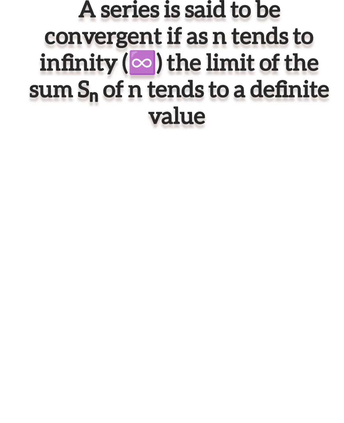Convergent series. A series is said to be convergent if, as n tends to infinity, the limit of the sum Sn of n terms tends to a definite value. Now consider this example, the series 1 over n squared. The summation of 1 over n squared from n equals 1 to infinity.